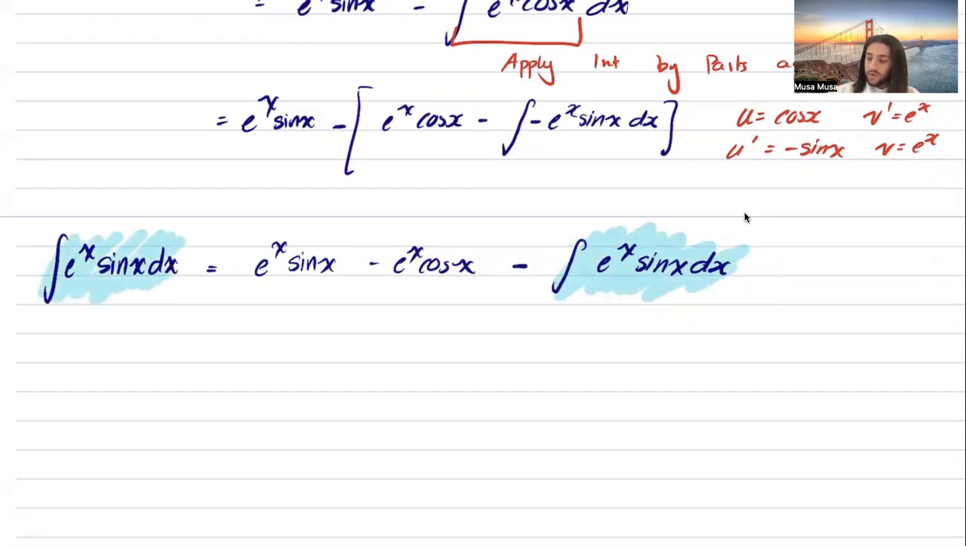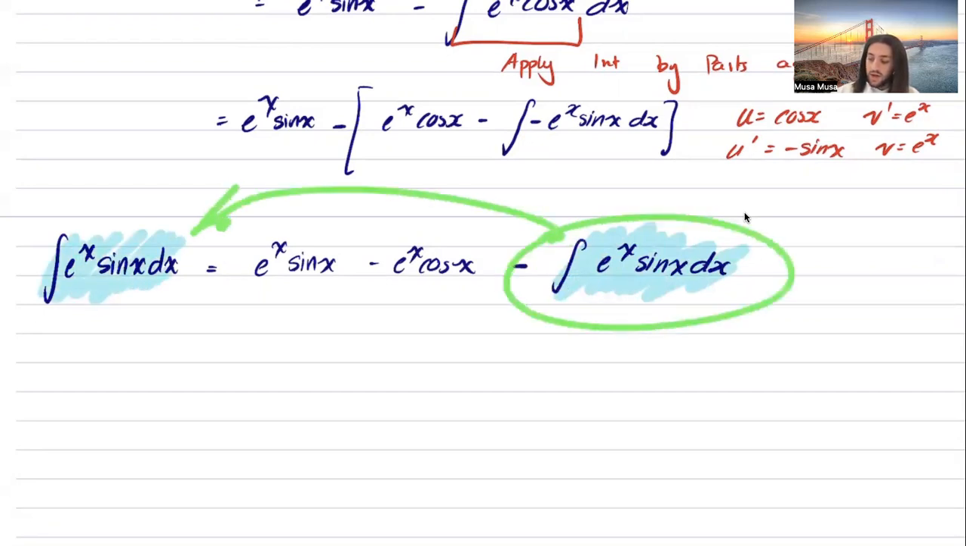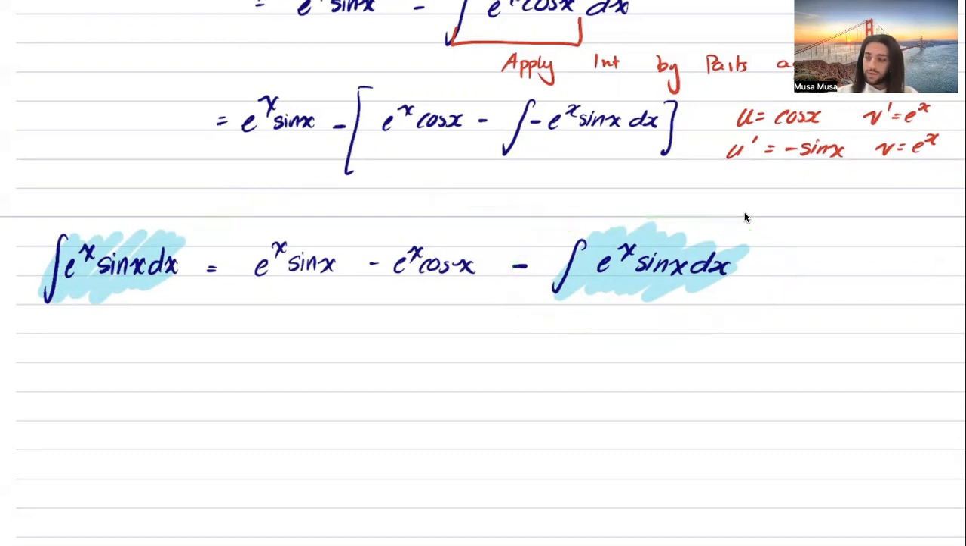So I'm just going to move this over to the other side. It's going to become a plus. Then I'm going to have actually two of those integrals, like this.